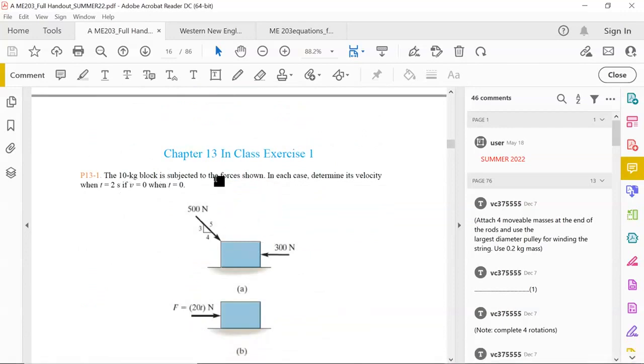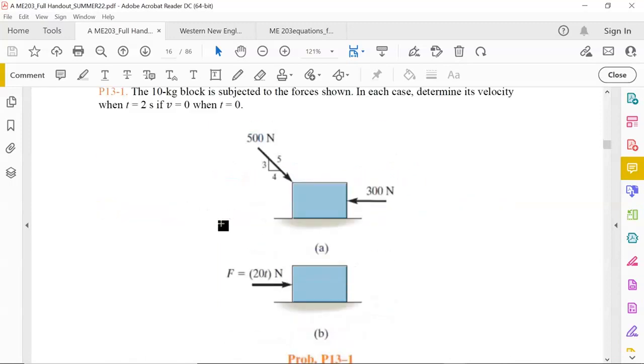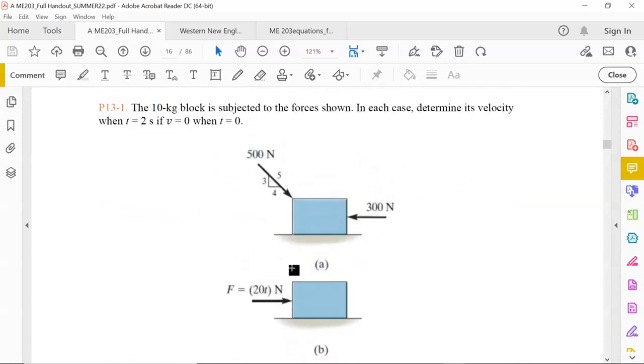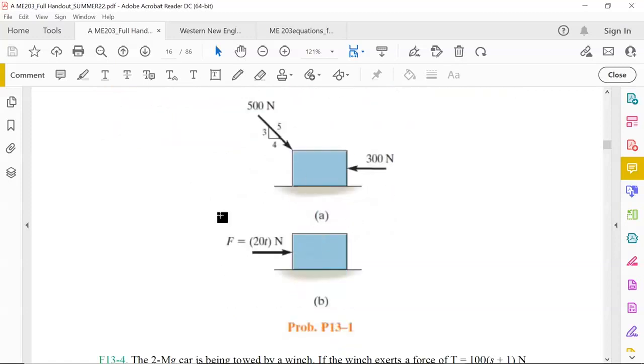The 10 kilogram block is subjected to the forces shown. In each case, determine the velocity when time t is 2 seconds, and the velocity is 0 when time t is 0. So the block is not moving when time t is 0. That's called the initial condition, and we need to calculate the velocity of the block at 2 seconds if the forces as shown in the figure are applied. So these are two different problems, A and B. We will work on problem B. Once we work on problem B, you'll be able to solve problem A yourself.